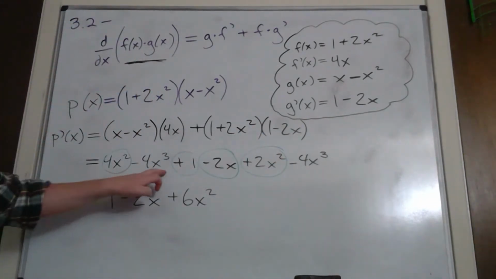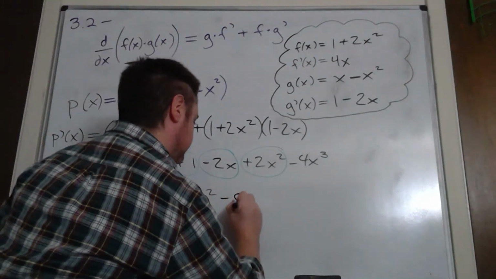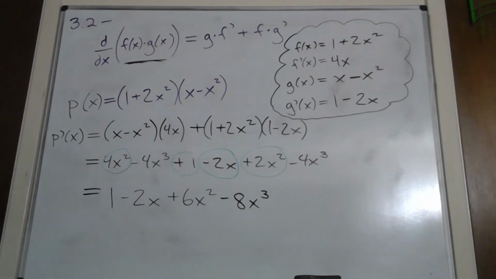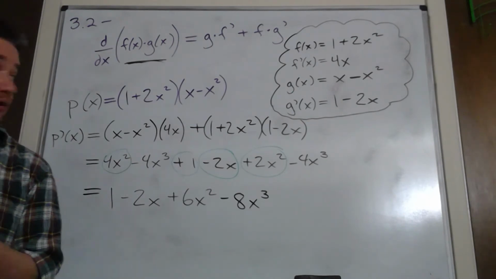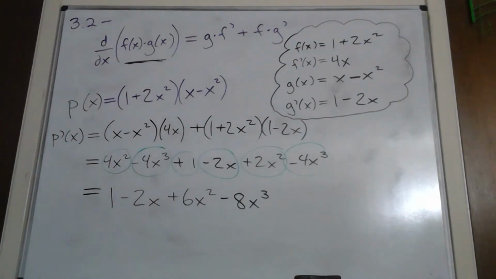And finally, minus 4x cubed minus another 4x cubed is going to give me minus 8x cubed. All right. And there we go. So that's an example of using, we use those cubes up. That's an example of using the product rule.